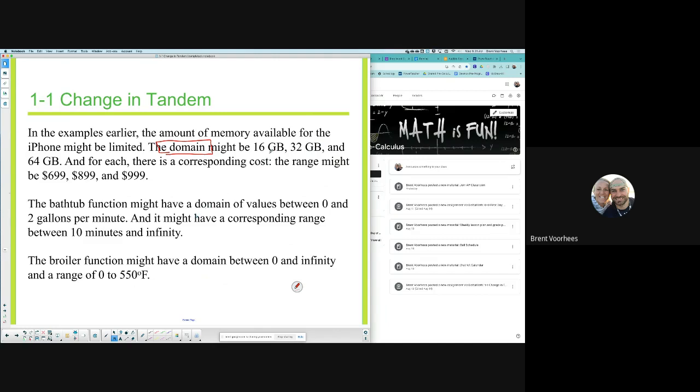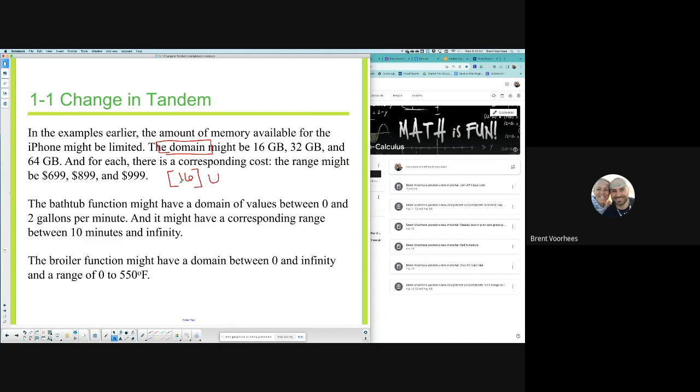16, 32, and 64. Okay, and you're going to learn about set builder as we go on, but I'm going to use often in my class interval notation, and how this would look is if you were doing a domain, you might say bracket, that means it can be equal to, and a 16. Now, if it was a continuous set of numbers, I would do a comma here, but since it's only one number and then a big jump, you close the bracket. That means it can equal 16. I'm going to do U.